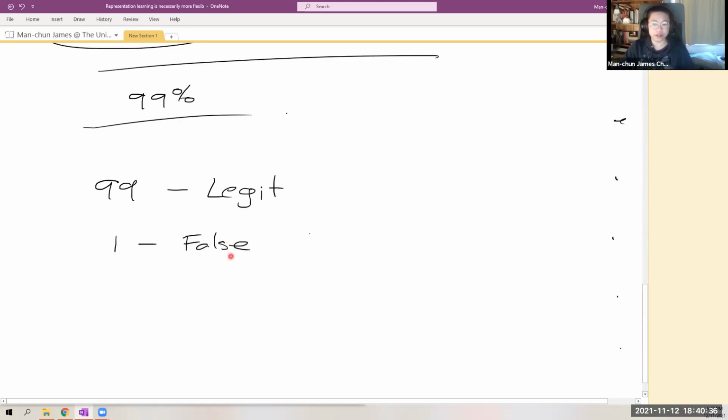In this case, your model can just predict legit. The model just predicts legitimate every single time, and it doesn't even look at the data set. It doesn't even look at the X variable. All it does is predict legitimate every single time, and still your model will be 99% accurate.